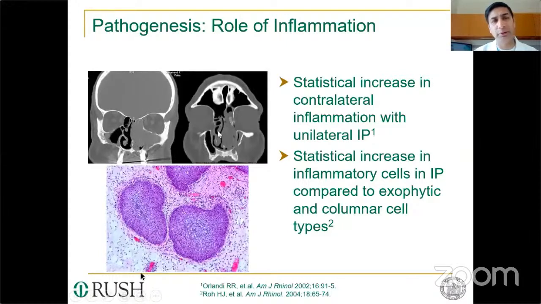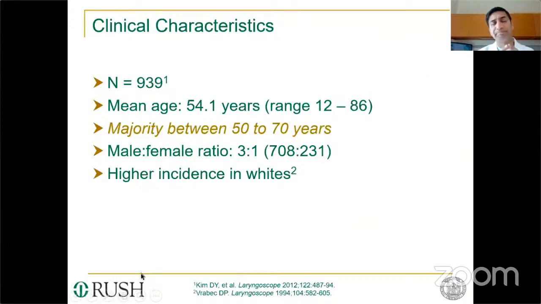And you'll see these are two of my patients, and you see this inflammatory change that's present on the normal side. We looked at this many years ago when I was a young faculty at the Cleveland Clinic, where we looked at histopathology of IP versus exophytic and columnar cell subtypes, which showed a statistically significant increase in all of these inflammatory cells in the tumor tissue.